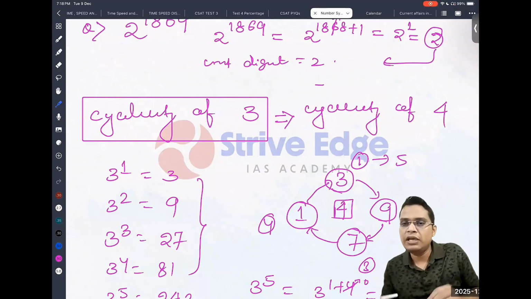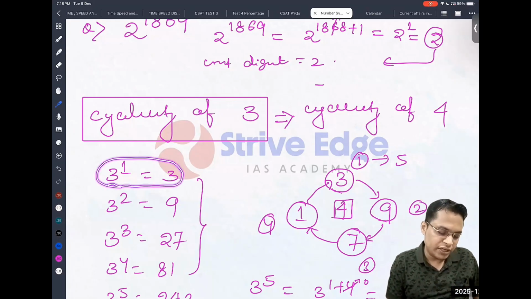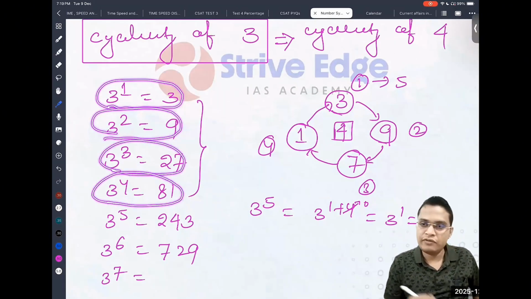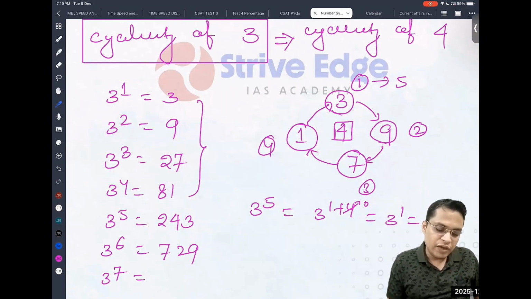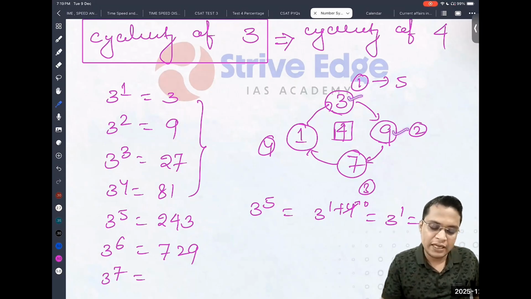Then there will be, to follow the cyclicity of 3. So we know that 3 to the power 1 is 3, 3 squared is 9, 3 cubed is 27, 3 to the power 4 is 81. In this way we can see the cyclicity of 3 is also 4. So first it is 3, 9, 7, 1.